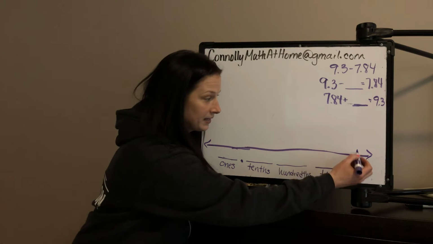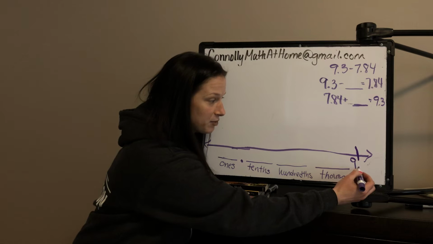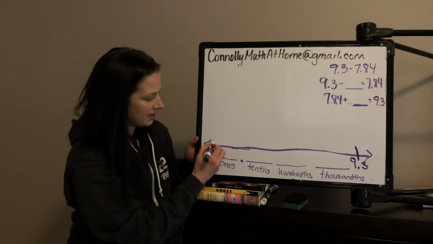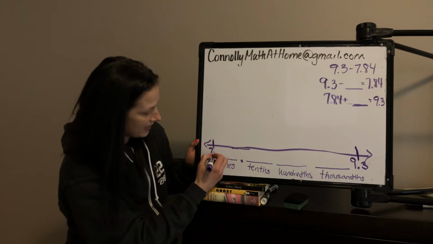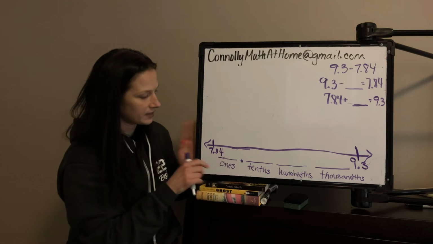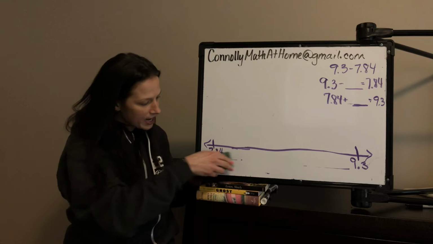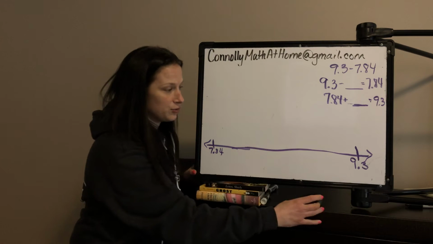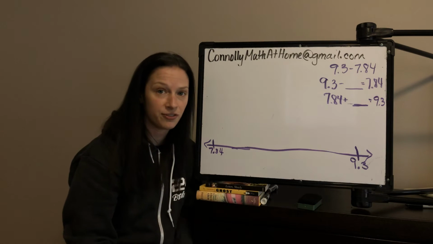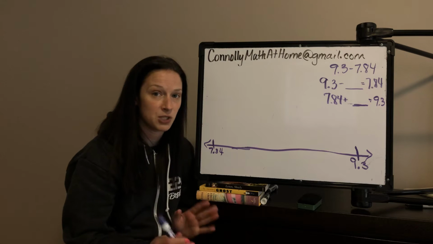So in this strategy, I'm going to put 9 3/10 here. I'm going to put 7 84 hundredths here. I want to, let me get rid of all this jazz. I want to find the difference, which is the distance between the two numbers.